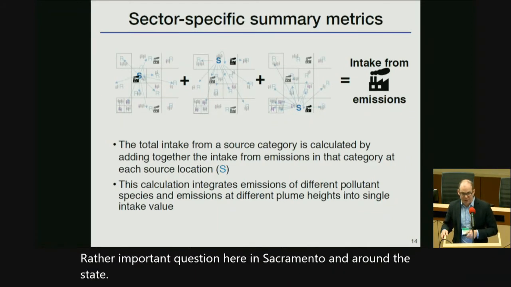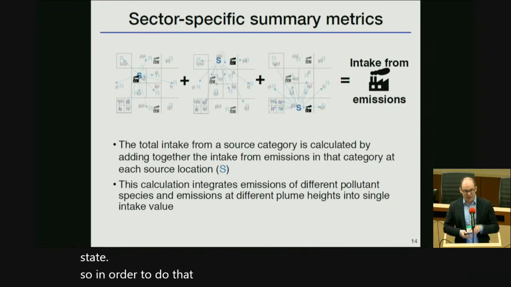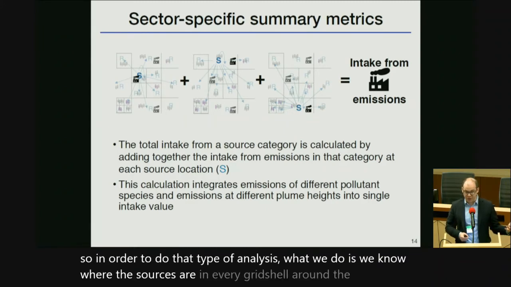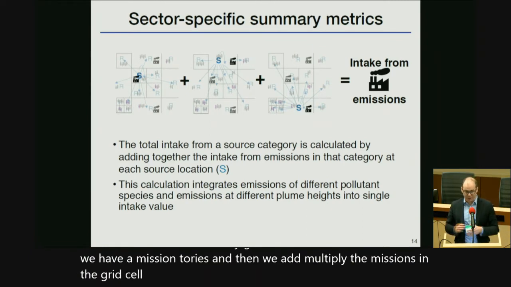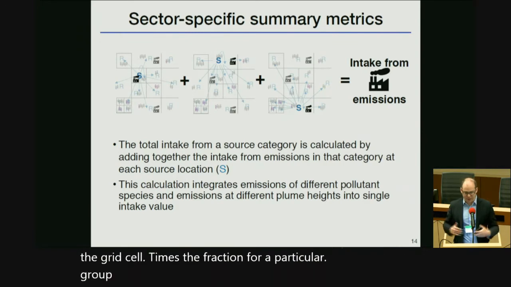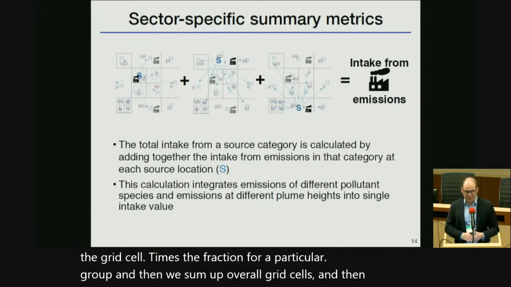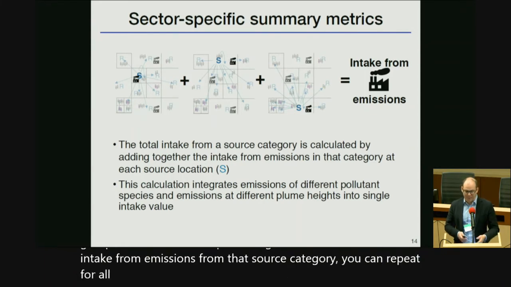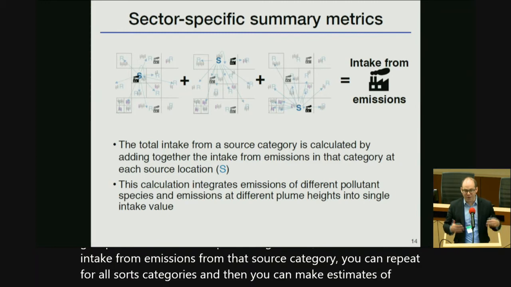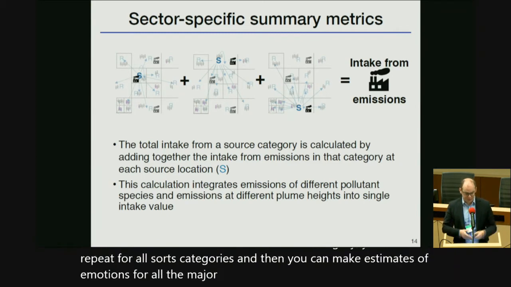So in order to do that type of analysis, what we do is we know where the sources are in every grid cell around the state because we have emissions inventories, and then we multiply the emissions in a grid cell times the intake fraction for a particular group, and then we sum up over all grid cells, and then we have the intake from emissions from that source category. You can repeat for all source categories, and then you can make estimates of intake from emissions for all the major source categories and start to make comparisons.